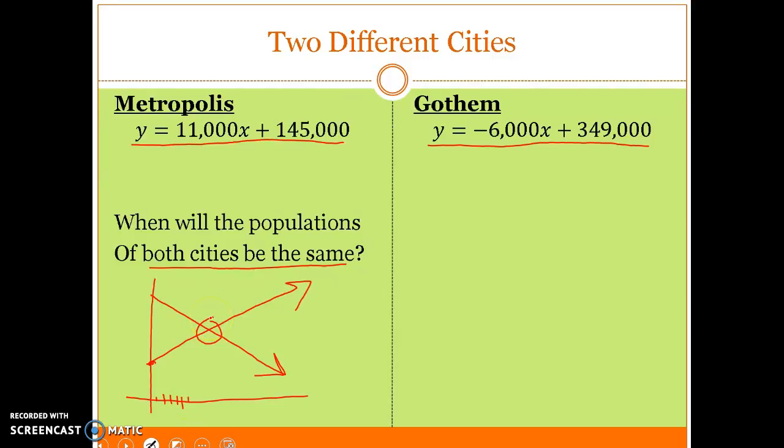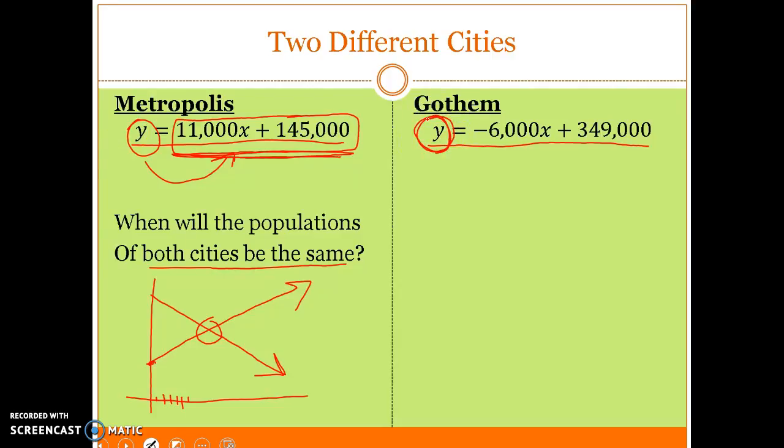So here's what we're going to do. We have the population of Metropolis, which is what y is. So we have y is this expression, 11,000 times x plus 145,000. What I'm going to do is take this expression, which is equal to y, and I'm going to replace it in for this y right here. I'm going to substitute it in for y.